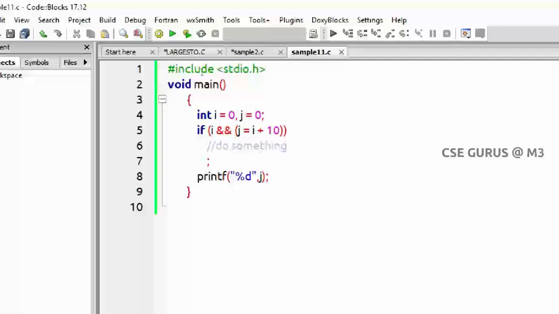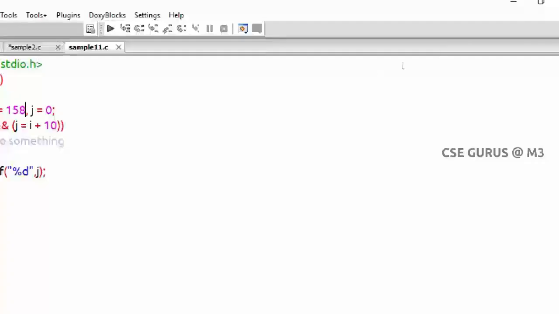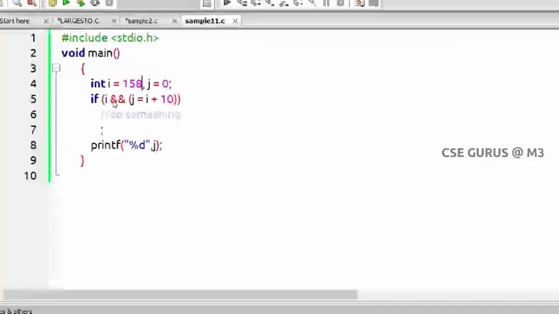So let us suppose I give something other than 0, like 1 or whatever it may be. Non-zero, I can keep something like 15 or 158, something non-zero. So that means non-zero and this has to be executed. So what is the value? 158 plus 10, which is 168. J value should be 168. You can see, yeah, 168. So like this it will execute. These are some interesting and hidden things which we have in logical and and logical OR operators.